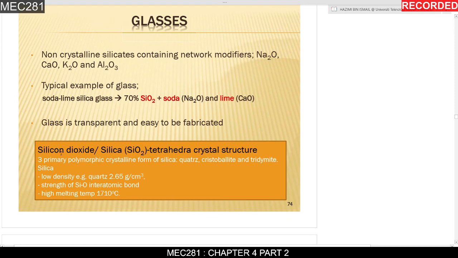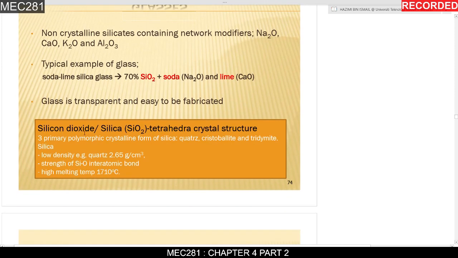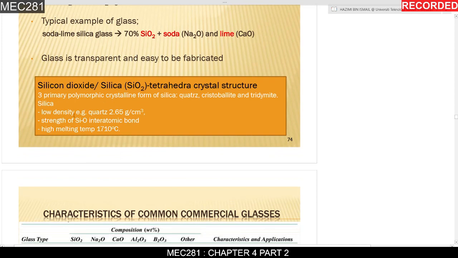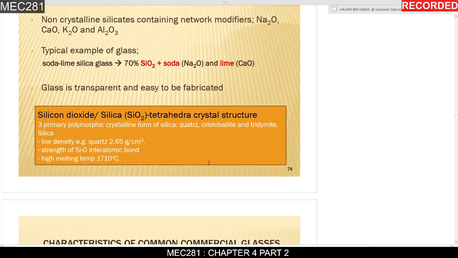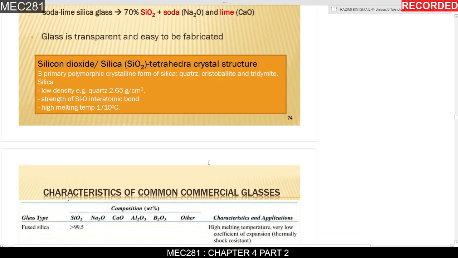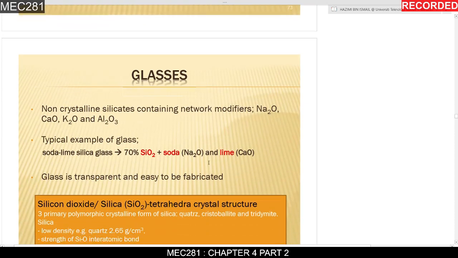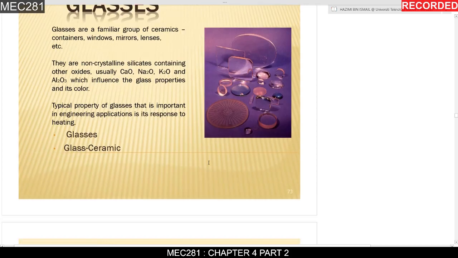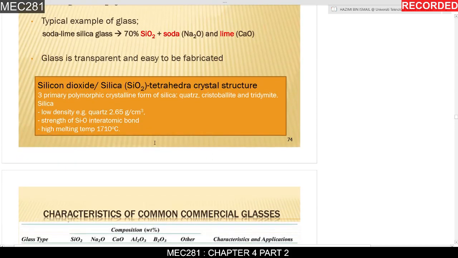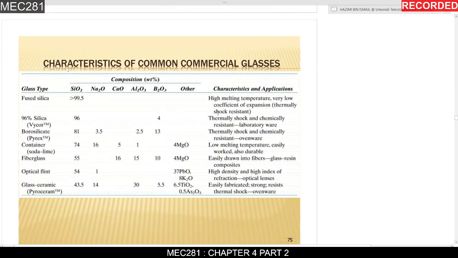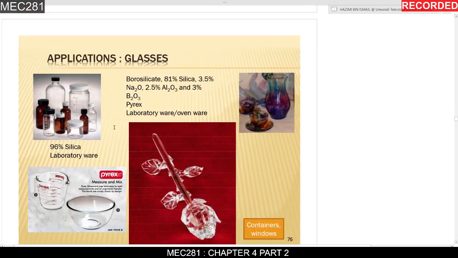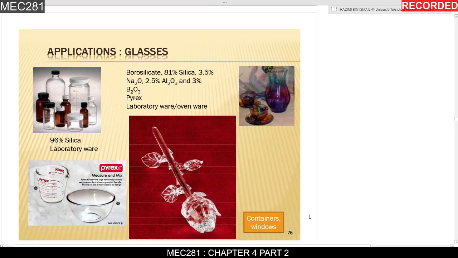Okay, and then you have the silicon oxide properties and so on in that glasses. And finally, it has the low density strength of silicon oxide, interatomic bond, and very high melting temperature at 1710 degrees C. Okay, so that's why glasses is fabricated to get that kind of properties. And from those properties, it caters the applications that we want in our daily life. Okay, so this is the example of glasses. You are very familiar with these applications, right?